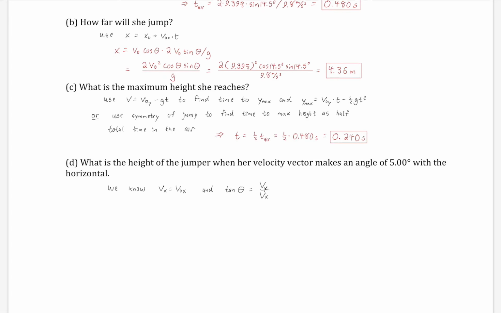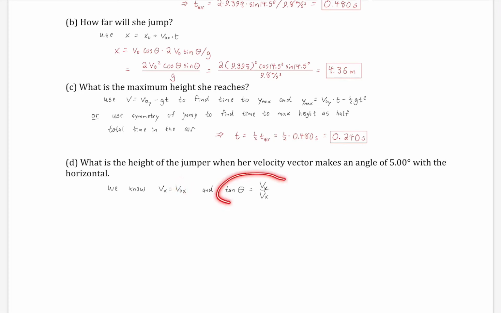So the first thing you want to do is find out maybe how long it takes to get to 5 degrees, what's going on at 5 degrees, all right? I'd say probably the most important thing is just find out the time it takes until the vector makes that angle with the horizontal, all right? So what do we know? Well, we know that the horizontal component of the velocity is unchanging. It's just equal to the initial horizontal component of velocity.